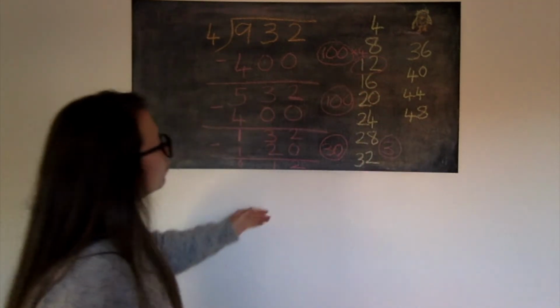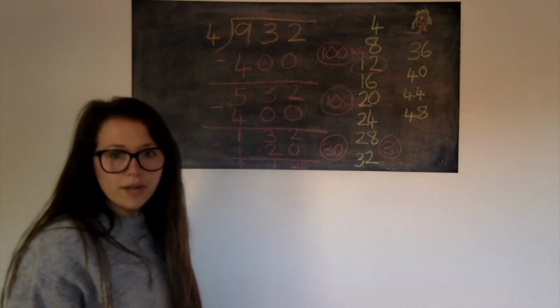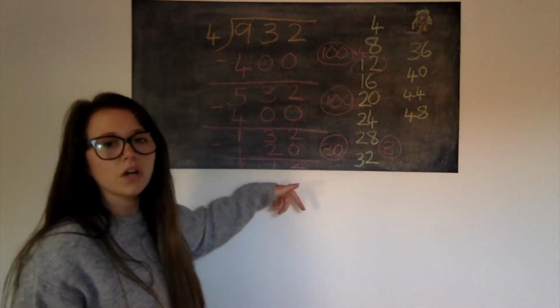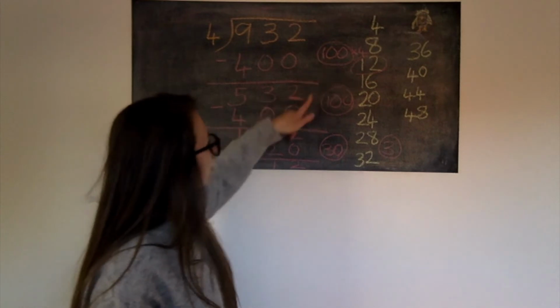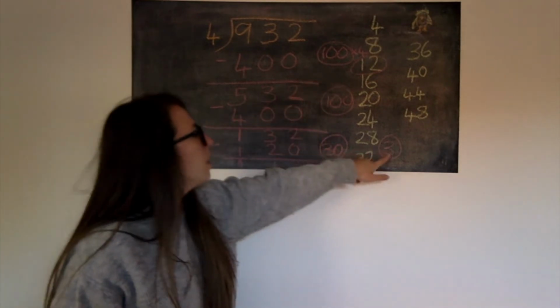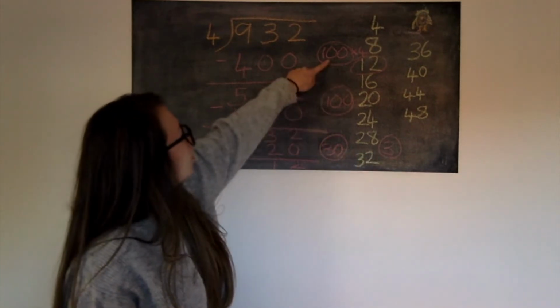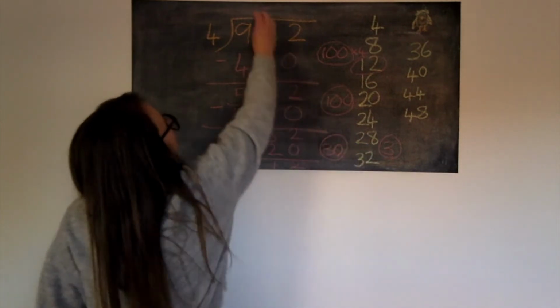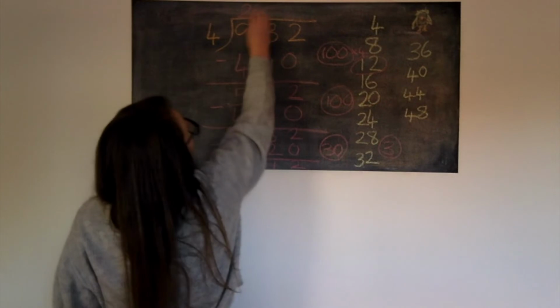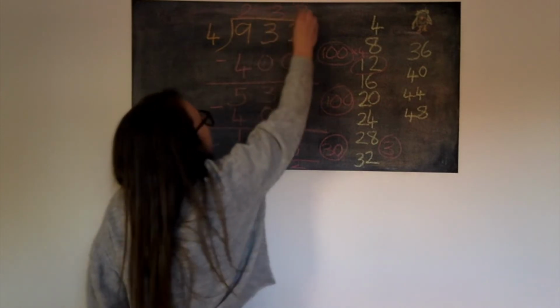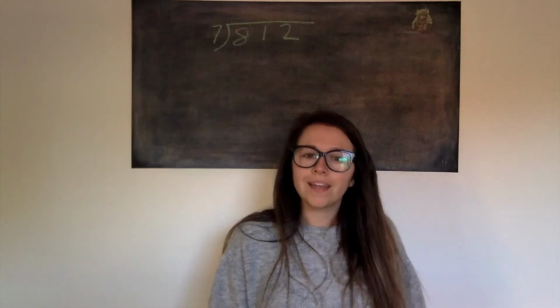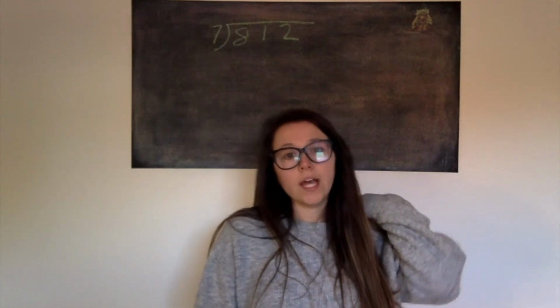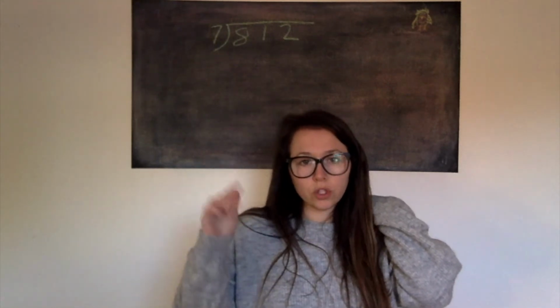You will have left yourself enough space to get your answer. My answer isn't 0. I now look at how many groups of 4 I have taken away. So I've got 100, 200 and 33. So that would be my answer, 233.